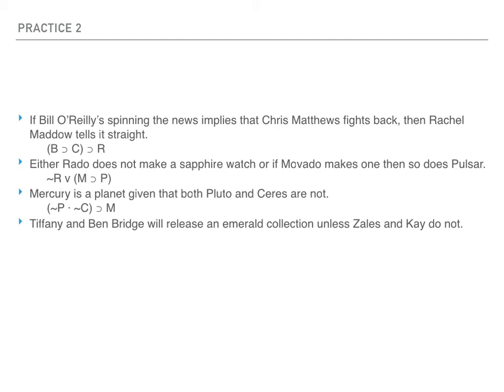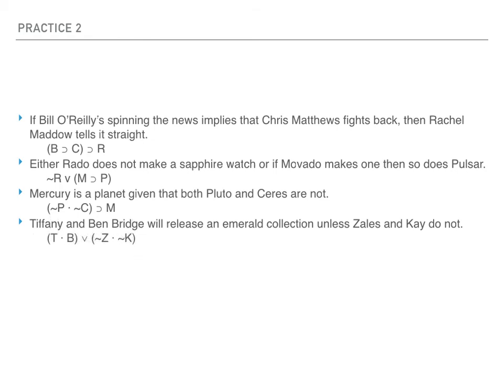So, for example, take this sentence. Tiffany and Benbridge will release an emerald collection unless Zales and Kale do not. Okay, so here's a pretty complicated sentence, but you could just use some of the principles we developed to simplify it. The unless seems to be indicating the main operator. And on one side, we have Tiffany and Benbridge will release an emerald collection, and that's a conjunction using T.B. Tiffany releases an emerald collection, Benbridge releases an emerald collection. And on the other side, we have Zales and Kale do not release an emerald collection.